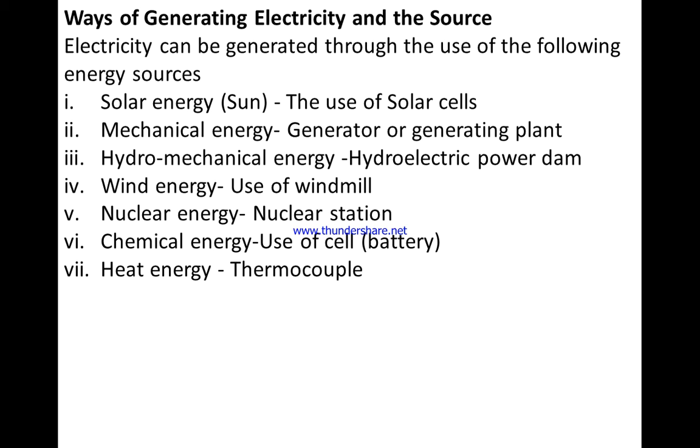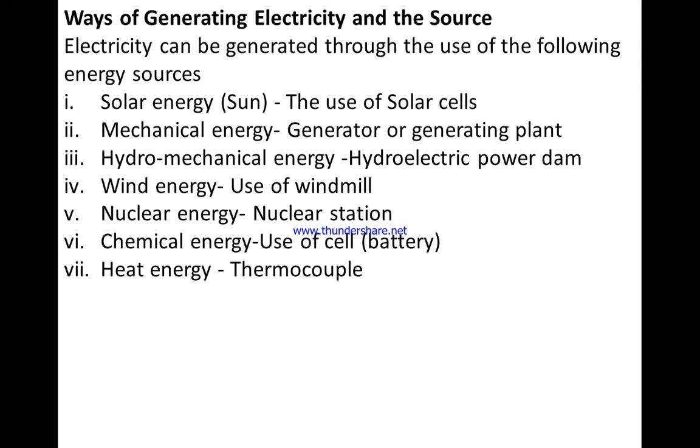Also, we have the hydromechanical energy, which is the hydroelectric power dams. This type of electric generation generates enough electricity to supply millions of people, and in Nigeria, the main source of electricity for most of the population is from the Kanji Dam, which is a hydroelectric power source generating enough electricity to supply almost the whole nation. Also, we have the wind energy, which uses the windmill to convert wind energy to electricity through the use of wind turbines.